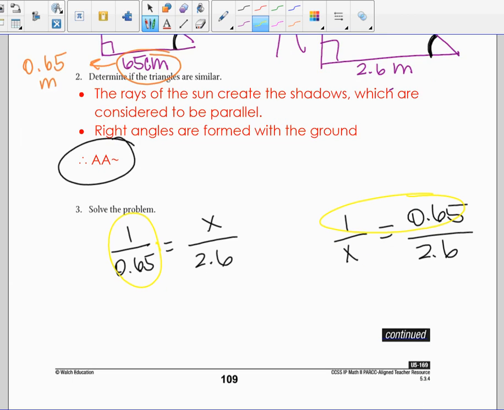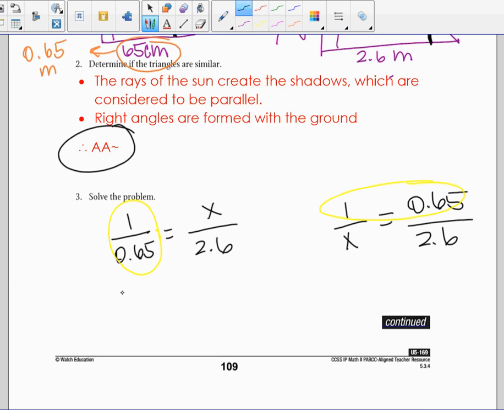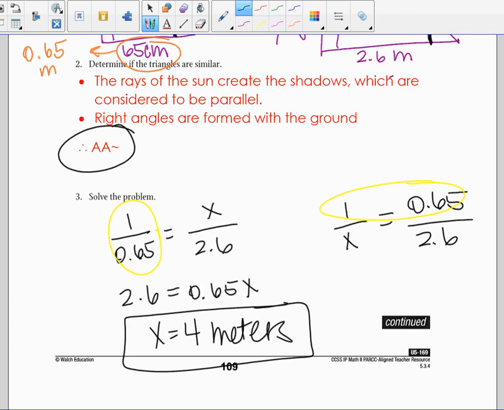Okay, so no matter which way you set it up, when you cross multiply, you get 2.6 equals 0.65x. And when you divide, you should end up getting an even 4. So you get X equals 4, and that's in meters. So that's how tall the tree is. And that's your answer.